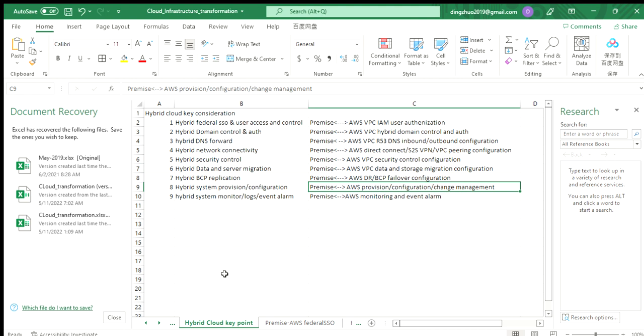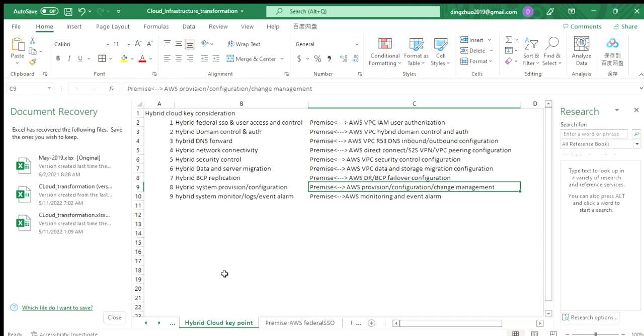Number 5, the hybrid security control. Obviously, the existing on-premise data centers have layers of security such as the firewall, IPS, VPN control, SSL terminator, and IPsec gateways. But Amazon also has the Amazon VPC security controls, called the NACLs or security group, which is quite common to protect the VPC.